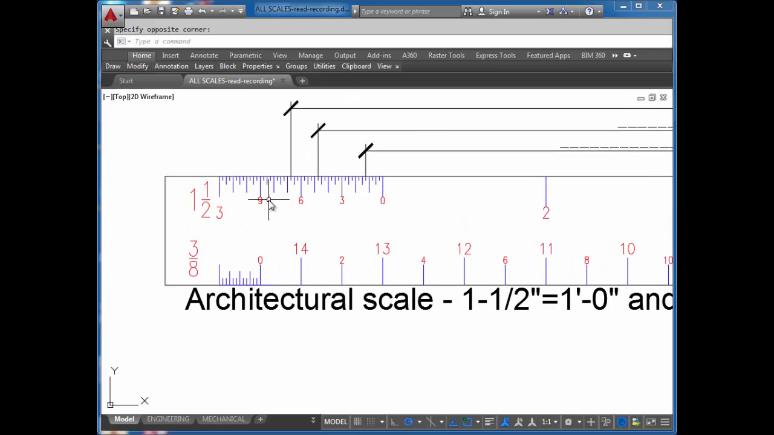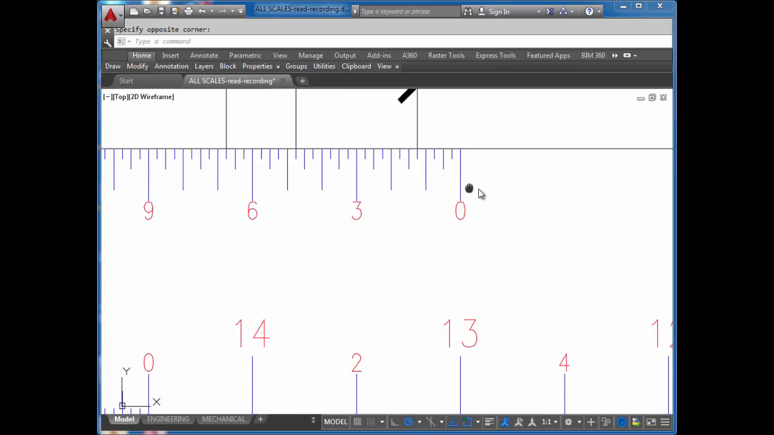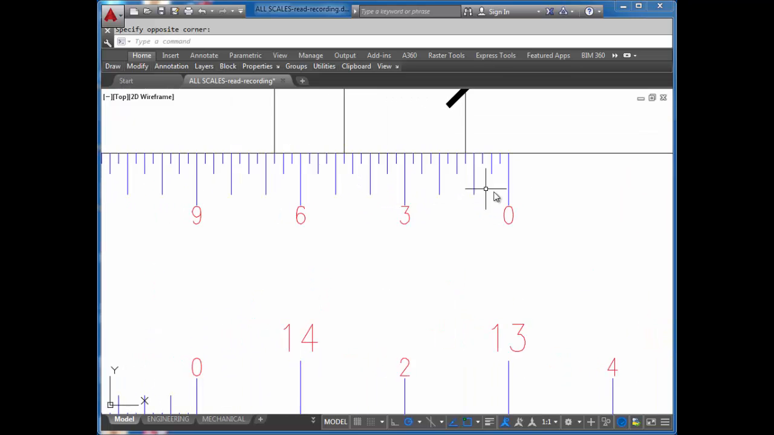So let's look at the precision of the 1.5-inch equals a foot scale. We can see that this is representing 1 whole inch from here to here, because I can see the markers for the 3, 6, and 9-inch locations. So if this is 1 inch, this must be 1/4, half, 3/4. So my precision is 1/4 of an inch precision with this scale.